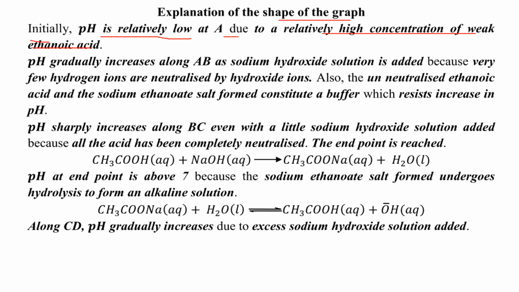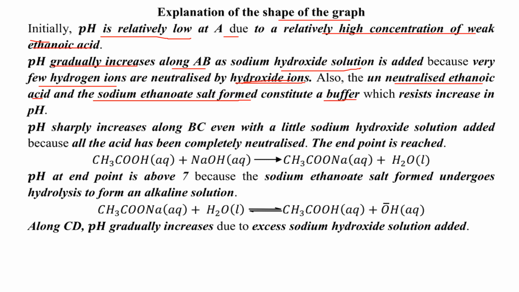Now, if you look at the gradual change taking place along AB, we are going to say that pH is gradually increasing. And why is that the case? As sodium hydroxide is being added, the very few hydrogen ions are neutralized by the hydroxide ions. First of all, as we're adding sodium hydroxide, some of the hydrogen ions from ethanoic acid are neutralized by the hydroxide ions being released. But also, the unneutralized ethanoic acid and the sodium ethanoate salt being formed constitute an acidic buffer solution, just like I've explained.